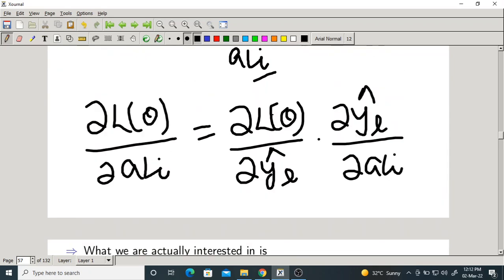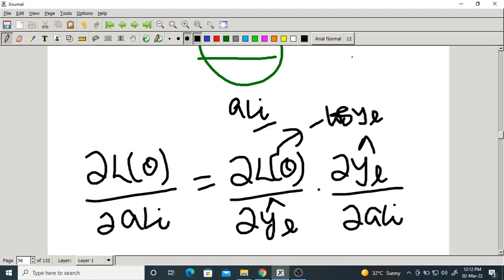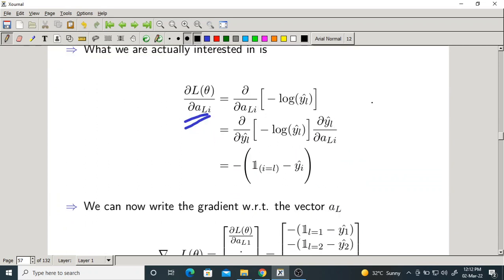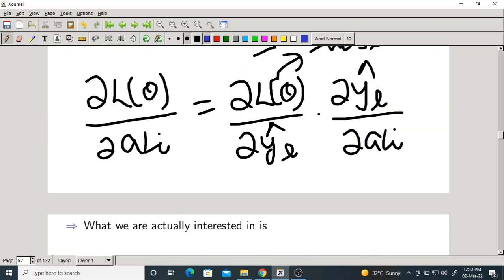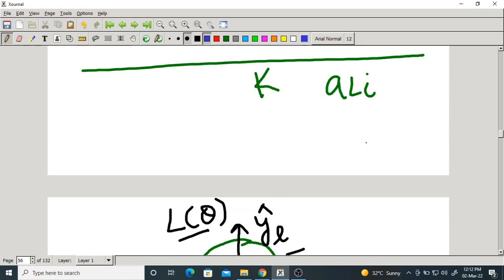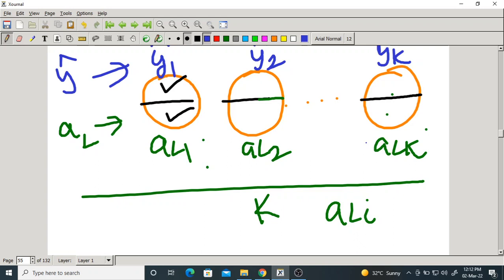But what is L(θ)? This is cross entropy, that is minus log YL hat. So if we find it out, we will get it like this. I am not doing all the calculations, that is not important for us. This is ∂L(θ)/∂ALI. Please remember, Li means I am taking only a particular neuron. We have K neurons, but I am interested only in one neuron till now. I have done it only for one neuron because we have K neurons: AL1, AL2, and so on, ALK.